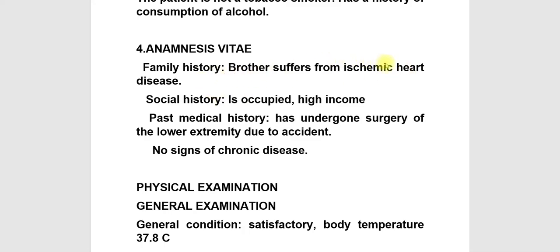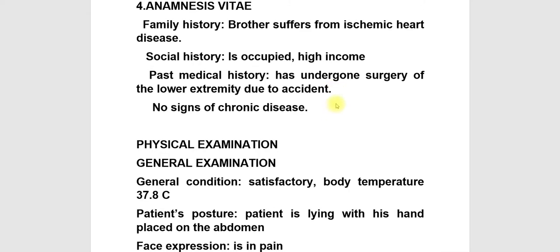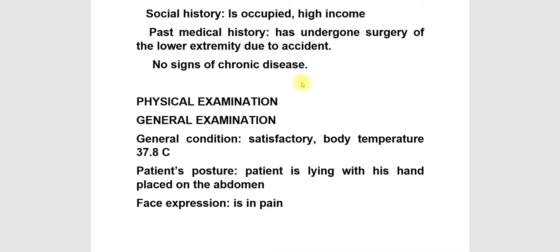Family history. Yes, he has some hereditary predisposition for ischemic heart disease. Okay. Undergone surgery for the lower extremity due to accident. What surgery? What exact type of surgery? Did he undergo amputation of lower extremity, or was it just surgical debridement, or was it metallosteosynthesis or some other type of surgery? You have to mention that.